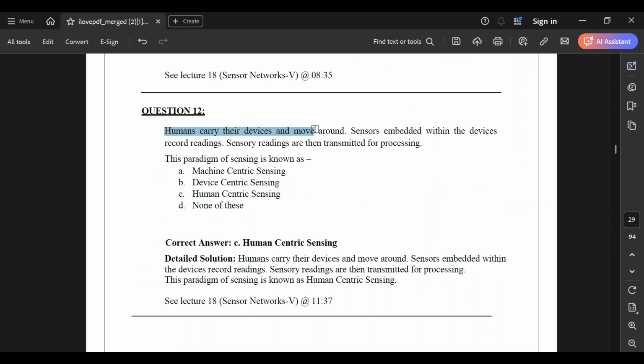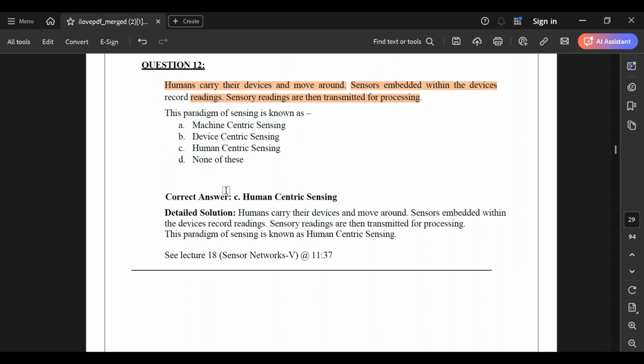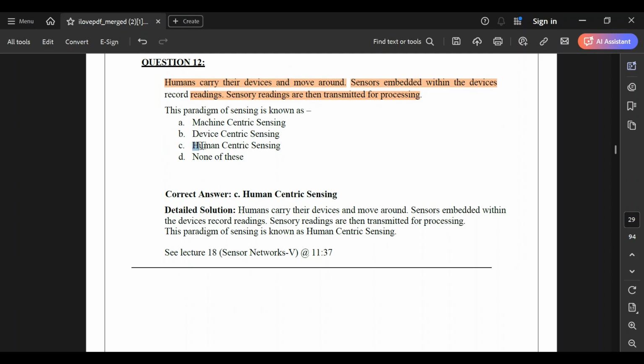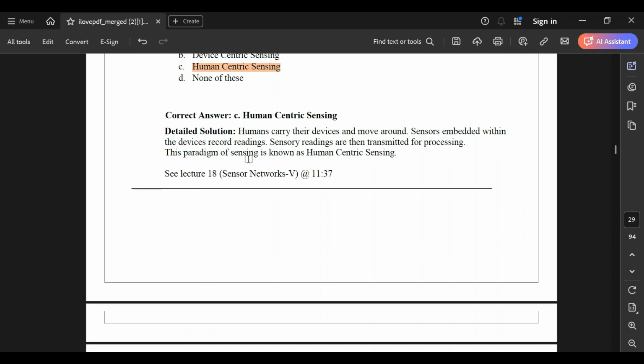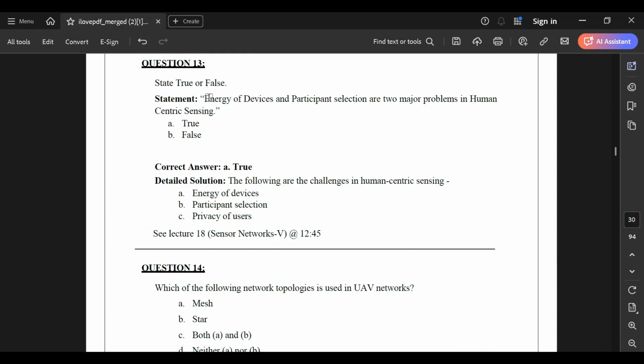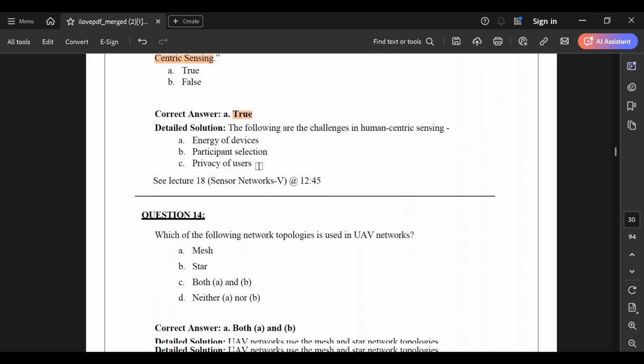Humans carry their devices and move around. Sensors embedded within the devices record sensory data and this is transmitted for processing. What type of sensing is this? It is human centric sensing. So option C is there. Energy of devices and participant selection are two major problems in human centric sensing. This is true. So we are going with true.